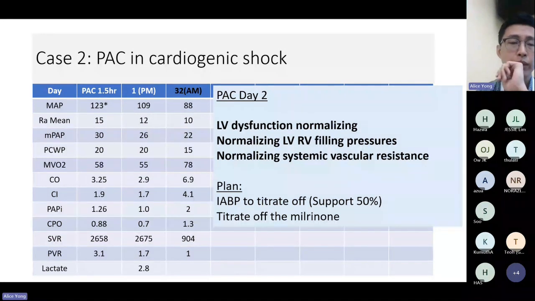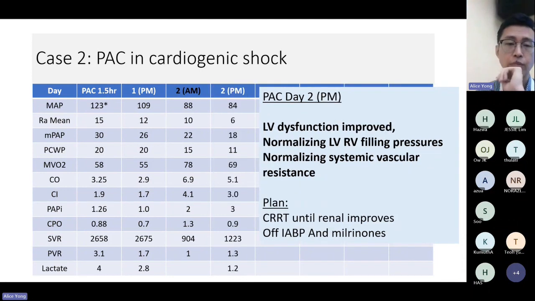The next day when we come back, the patient is on CRRT already. You can see that the cardiac stunning has improved at the moment. The index has gone up to 4, normalizing. The water after the CRRT extraction is also coming down, so it's not so overloaded at the moment. And the SVR has now dropped all the way down to 900. Perhaps we are giving a bit too much milrinone, plus the IABP, which reduces the afterload very much. So we plan to off the IABP, reducing the IABP support, and titrate off the milrinone.